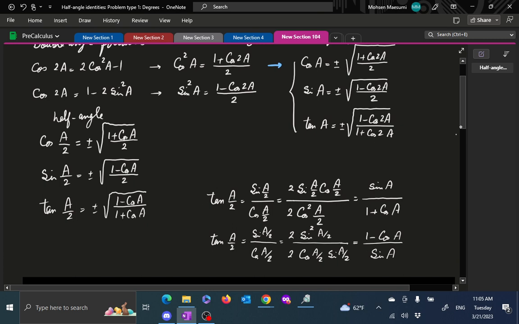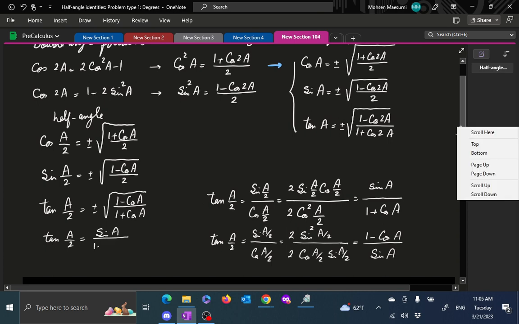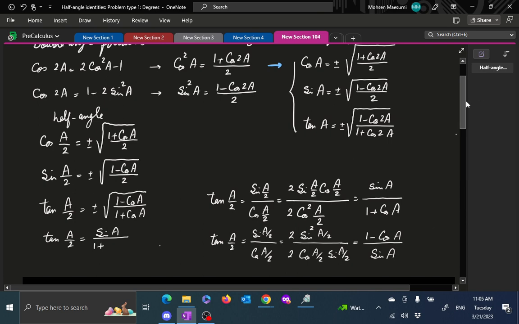So in short, we have two formulas. Let's write it cleanly on the side. Tangent of a over 2 is sine of a over 1 plus cosine of a. And then another one, tangent of a over 2 is 1 minus cosine of a over sine of a.